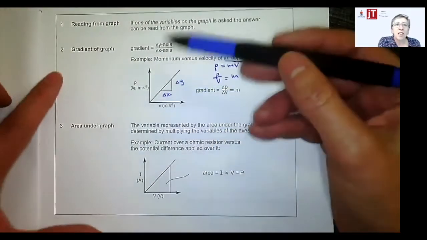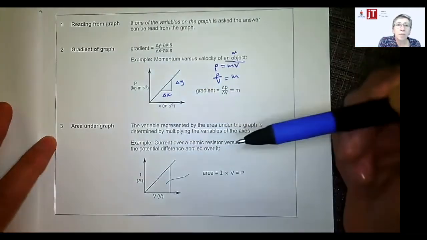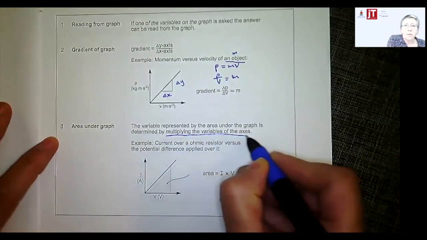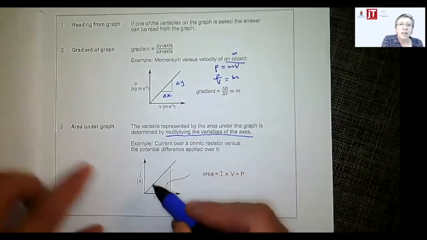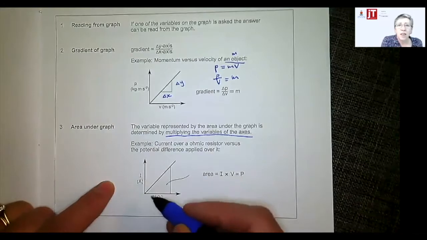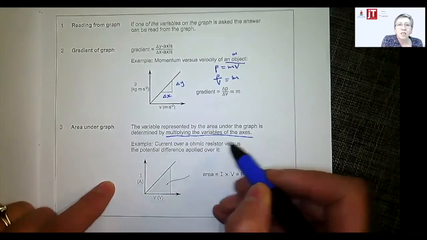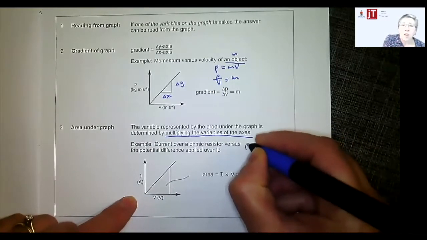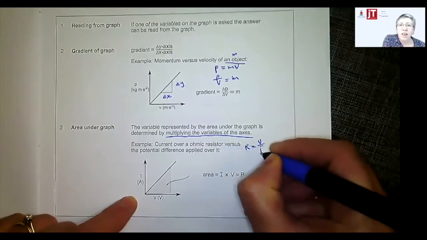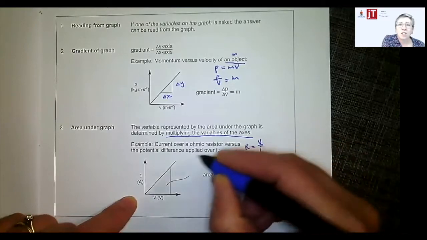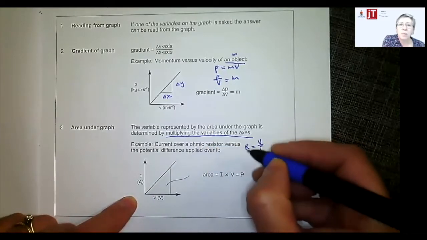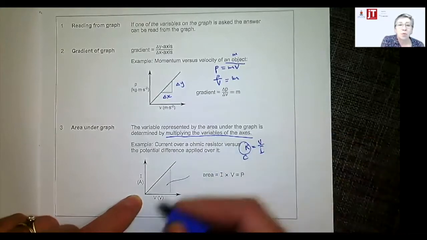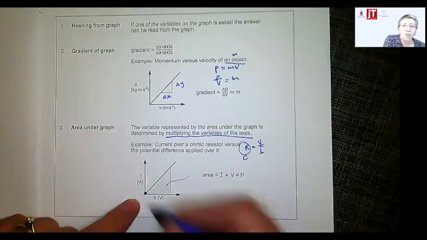Next, you can use the area underneath the graph. Now, with gradient, we had the y divided by the x-axis. Here, you have to multiply the variables of the axes. Say for instance, you've got current over an ohmic resistor versus the potential difference, right? Now, we know R equals V over I. So if it's an ohmic resistor, that means that R is constant, then they are directly proportional, and that's why we got a line through the origin, right?